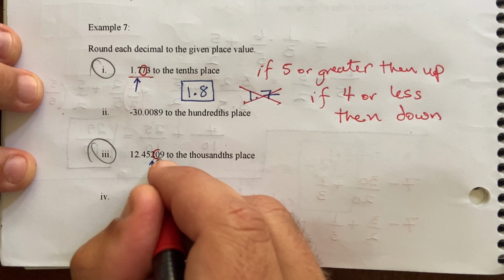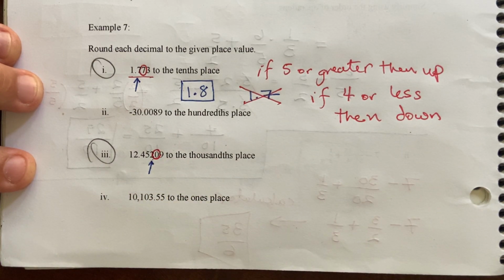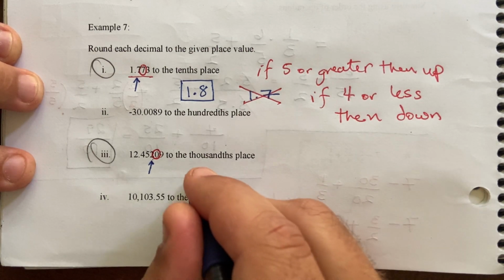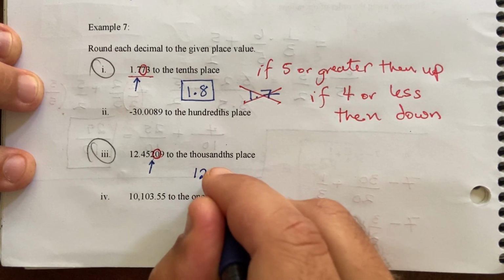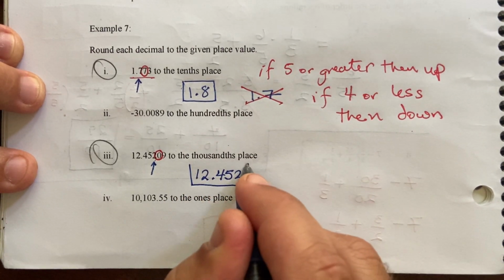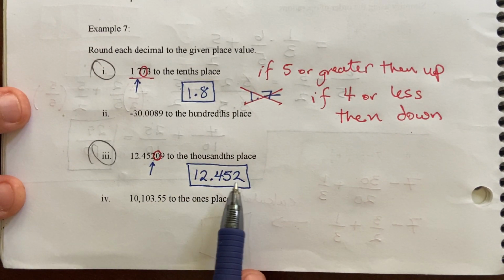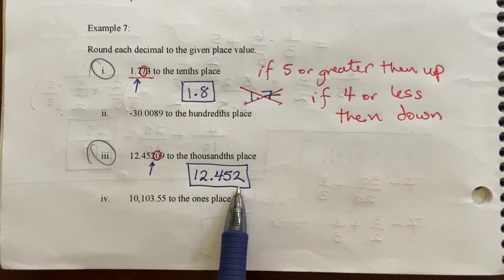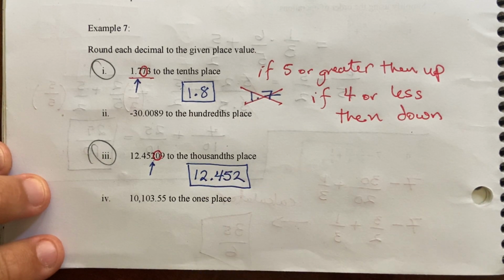We then look at the 0. So this falls into the 4 or less. So this means I would round to 12.452. Right? If I could only display that number of decimals, then this number is more accurate than something like 12.451. So I'll leave these to you.